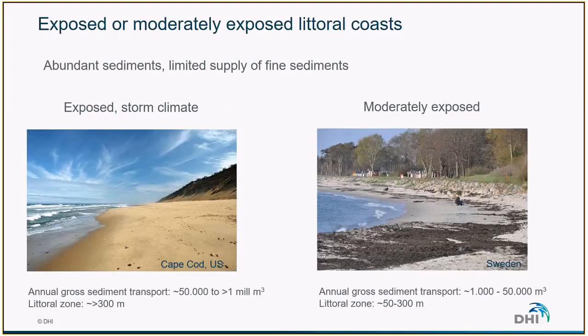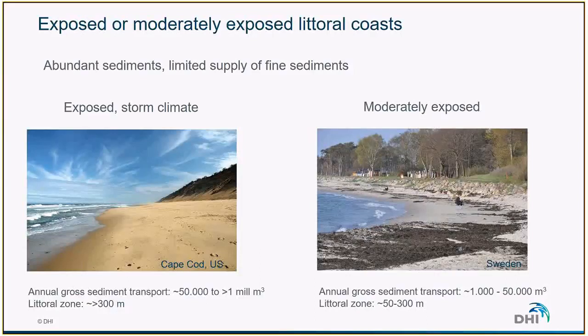Now we will look at some examples where we illustrate this classification. These two pictures here show exposed or moderately exposed littoral coasts where there are abundant sediments and a limited supply of fine sediments. So we can recognize again the Cape Cod on the left picture, and we can see that thanks to the exposure of the coast to the waves, we have a nice, beautiful sandy beach. Typically, the annual gross sediment transport along this kind of coast is between 50,000 and can be up to 1 million or even more cubic meters per year.